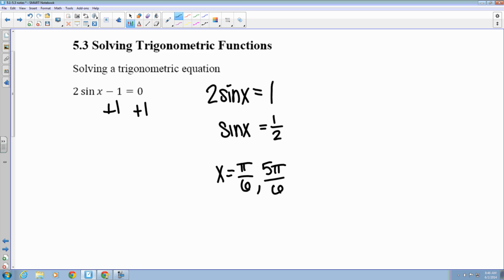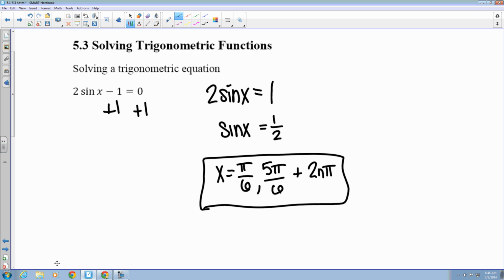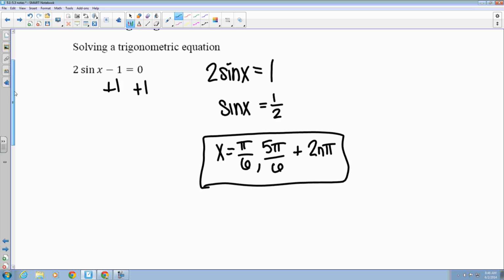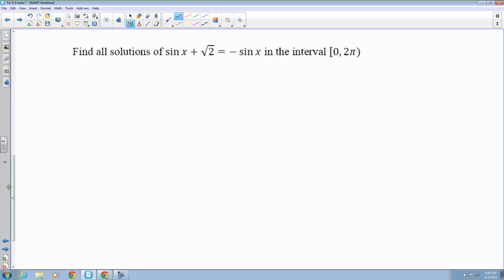And because trig functions are periodic and repeat, what we're going to do is add 2n pi to the end of our answer, where n is any integer, because it would repeat itself 2 pi after pi over 6, another 2 pi after that, and it would also go backwards if n was negative. So for solving trig equations in general, we always have to have the plus 2n pi on the end. Pretty straightforward. We're just trying to always get those sine functions by themselves.